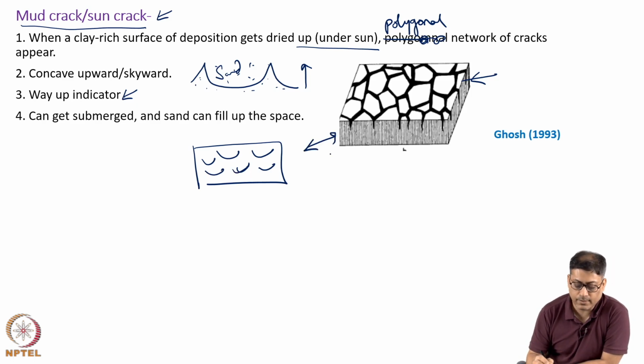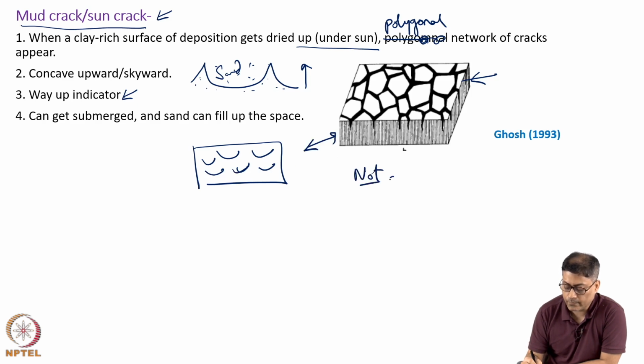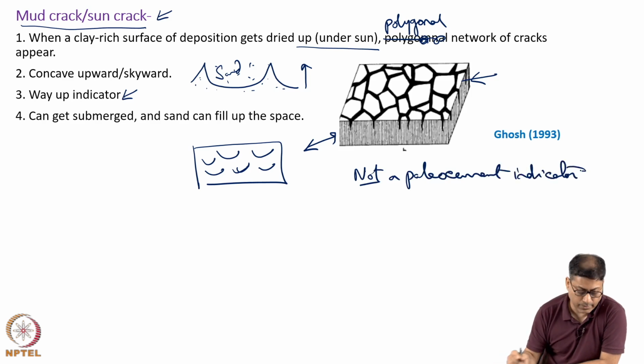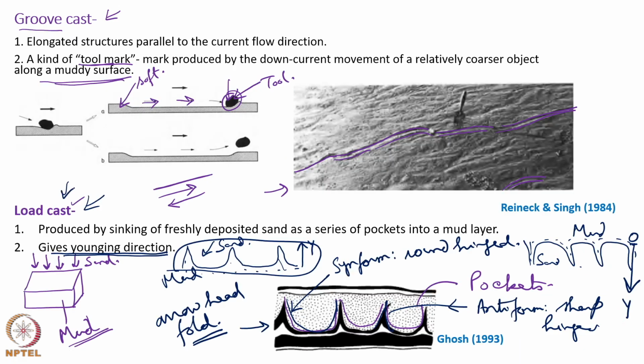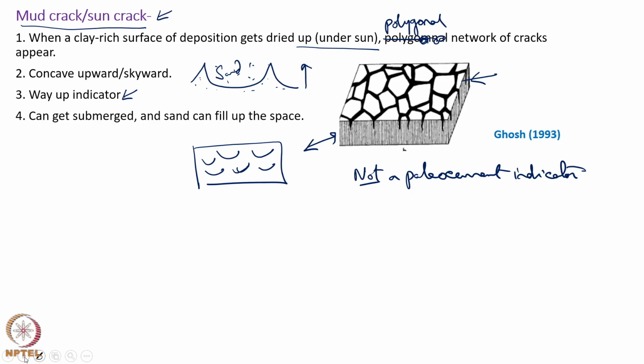So, naturally there is no issue of flow direction. So, it is not a paleo current indicator because no current is involved. In case of load cast, it is not an issue of flow of water and the deposition. So, therefore, load cast is not indicative of any paleo current direction.